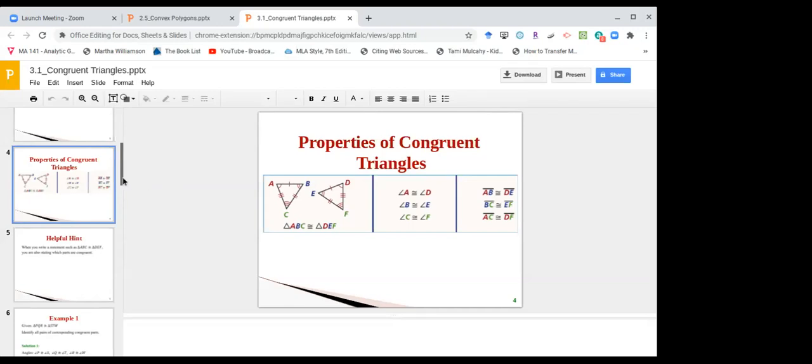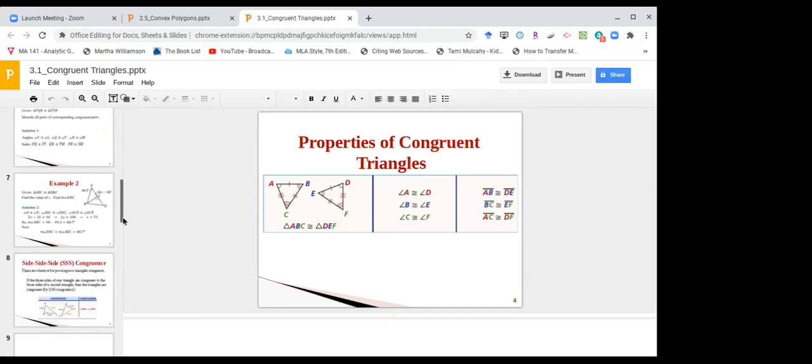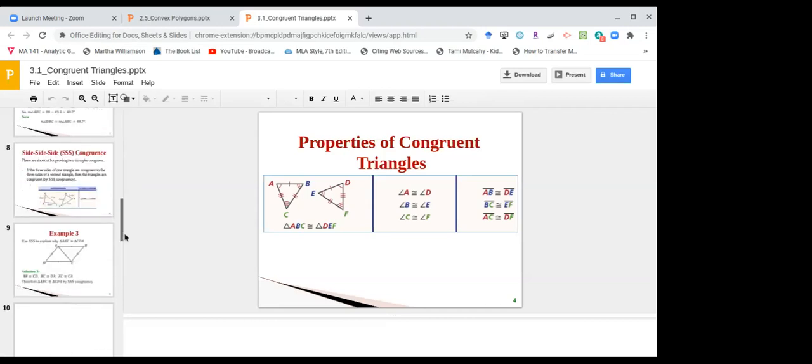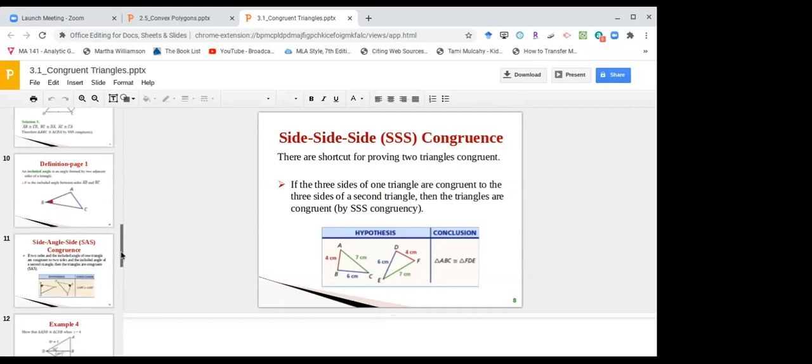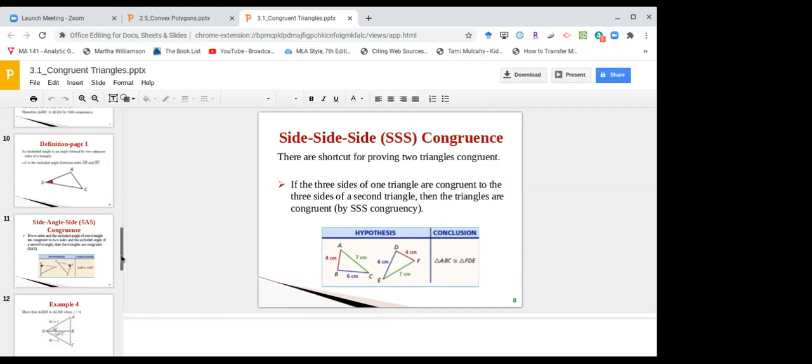Another thing in this lesson to pay attention to is different ways to prove that triangles are congruent. So obviously, triangles have three sides and three angles, and we have several ways to prove that triangles are congruent. Side congruence is pretty straightforward. You show that all of the sides in one triangle are congruent to all of the sides in the other triangle. But we have two other ways. We have more than that, but we have two other ways in this lesson that we're going to focus on.